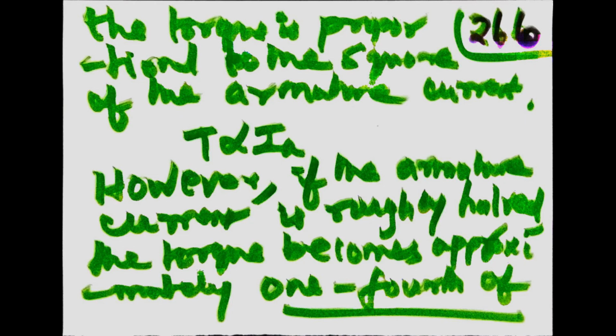This happens because the armature current, which is directly proportional to the torque, T proportional to Ia, is roughly halved when the back EMF doubles, and the torque is proportional to the square of the armature current. If the armature current is roughly halved, the torque becomes approximately 1/4 of its original value, since torque is proportional to the square of the armature current, T proportional to Ia squared.